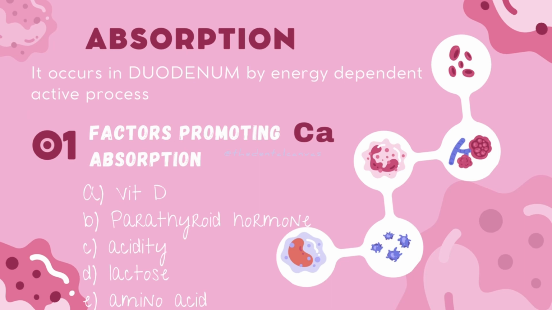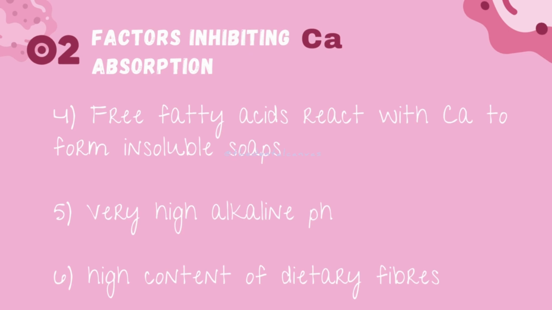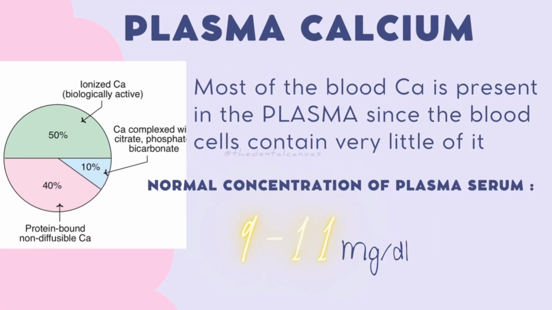Now it's the reality about biochemistry, about the absorption. So absorption of calcium is done by duodenum, and you have to also mention factors that are inhibiting and stimulating the calcium absorption. Okay. Let's now talk about some important part, that is the concentration level of plasma calcium. This will be asked, so please mention it's 9 to 11 mg per dl.